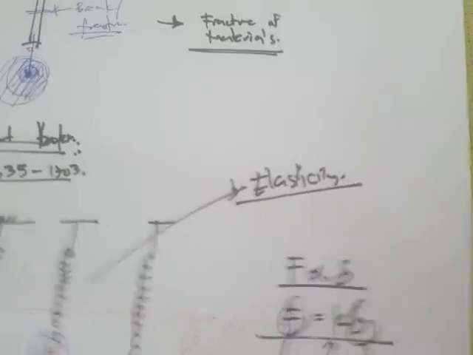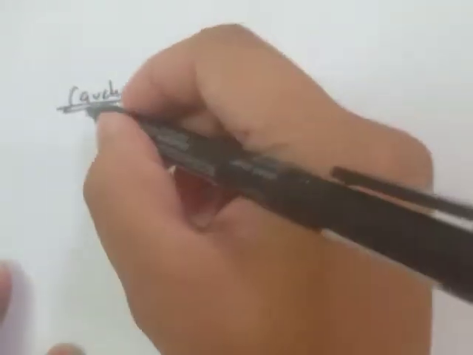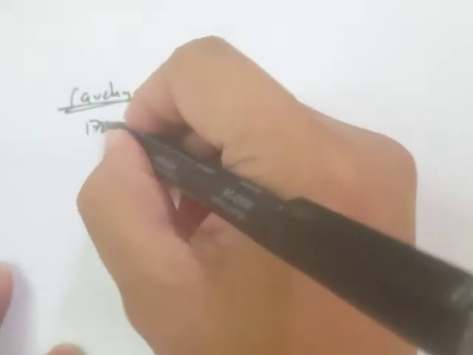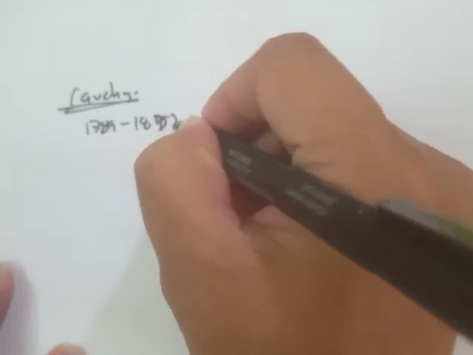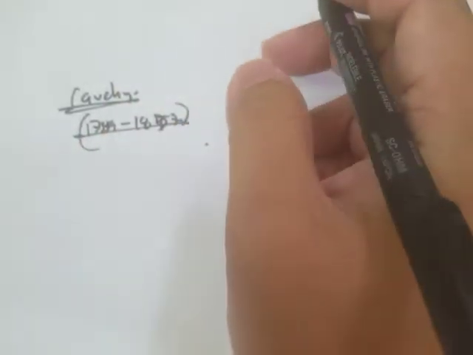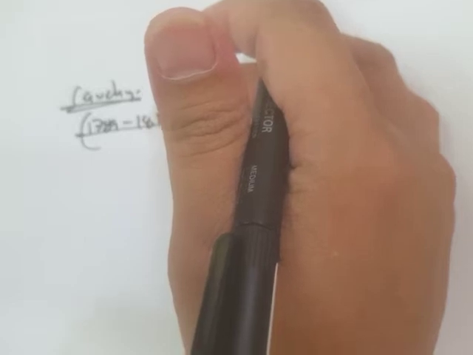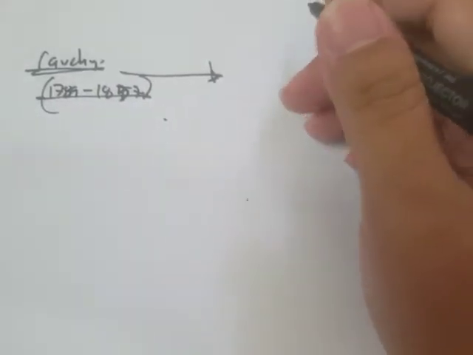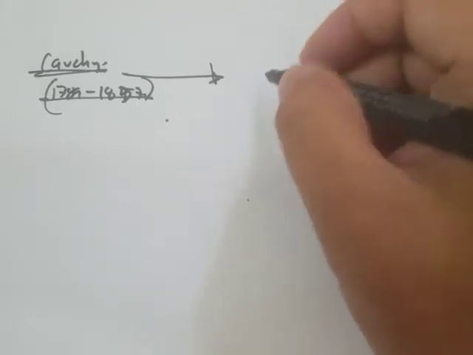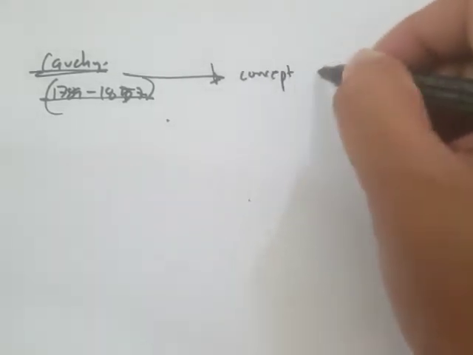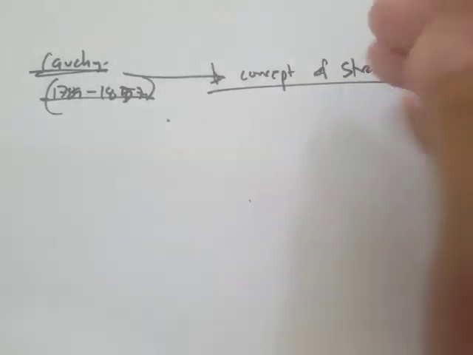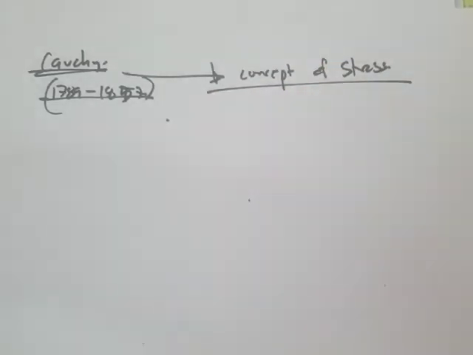Okay, and then another one is Cauchy. Okay, Cauchy, the timeline of Cauchy is 1789 to 1857. So this is actually after Newton, because he's also the one who introduced the concept of limits in calculus. Okay, but in the strength of materials, one of his contributions is the concept of stress. So probably because of his mathematical background, he was more inclined towards mathematics.